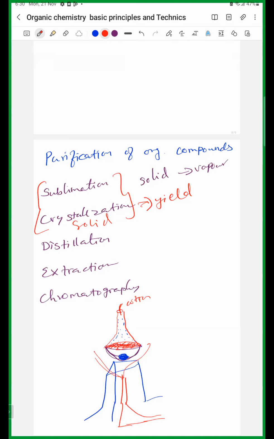After that, if you filter, the filtrate, the liquid coming from the filtration, contains impurity. Whatever crystals crystallize from the solution become 100% pure, or 99.99% pure. So if you want the solid substance in its purest form, you can purify it using crystallization.